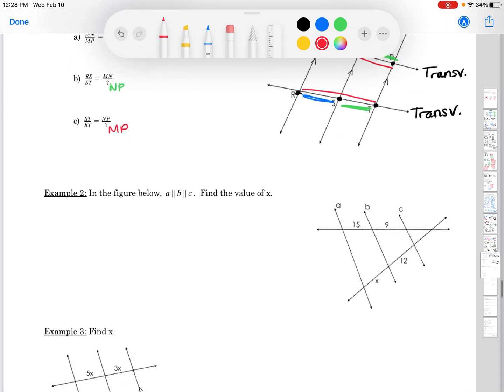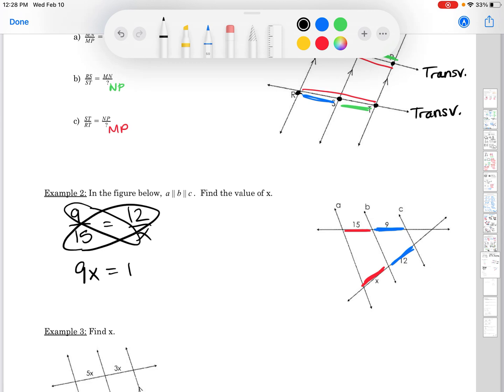For this next one, it says in the figure below, A, B, and C are parallel. We want to find X, so we can set up a proportion here. We know that 9 and 15 will be proportionate, and we know that 12 and X will be proportionate. So we can do 9 over 15 is equal to 12 over X and cross multiply. 9 times X, 12 times 15. 12 times 15 is 180. So when I divide, I'm going to get X is equal to 20.